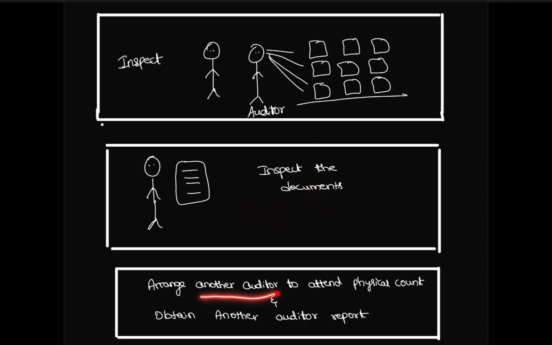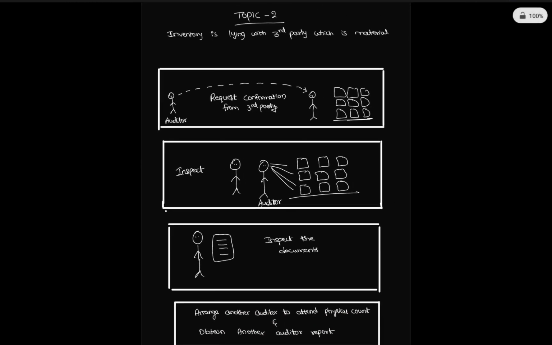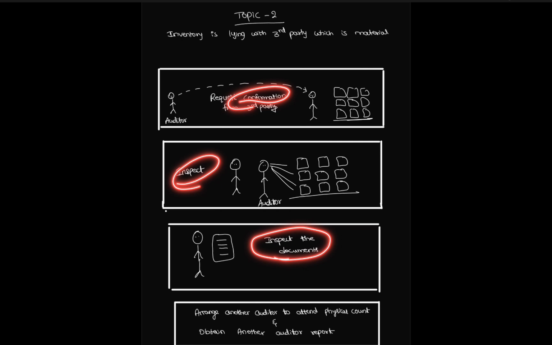Or he can arrange another auditor to attend the physical count and obtain another auditor's report. So basically he can do four things: he can request confirmation, or he can inspect the documents, or he can arrange another auditor and obtain another auditor's report. These are the main things he can do if the inventory is lying with a third party.